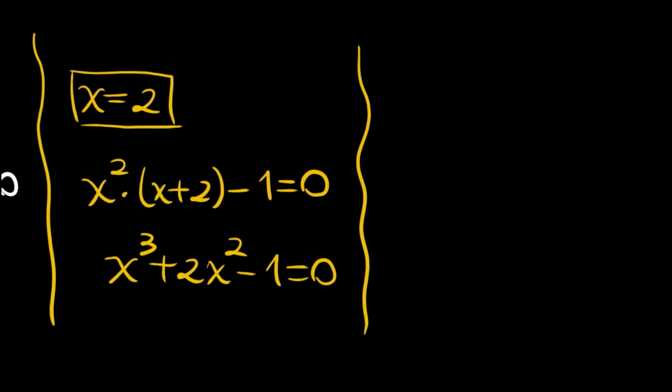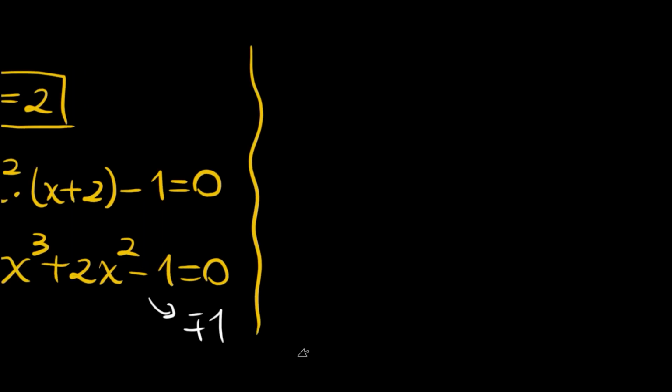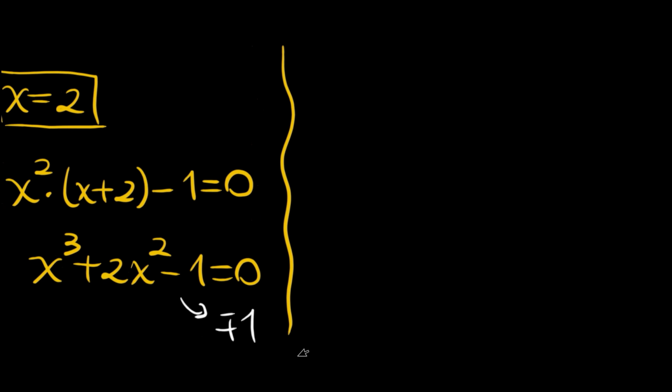Now I will use the rational zero theorem. We will check plus minus 1. And you will see minus 1 satisfies our equation, not plus 1, but minus 1 satisfies our equation. Then let me check for you. x is equal to negative 1.